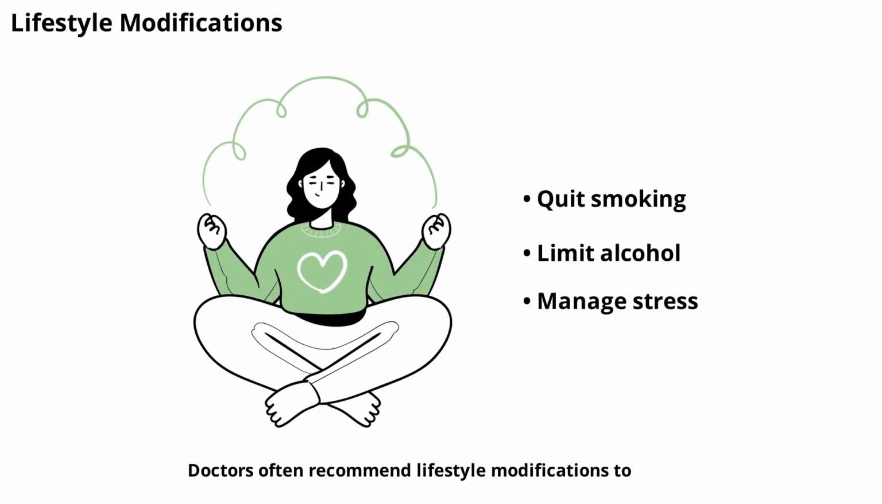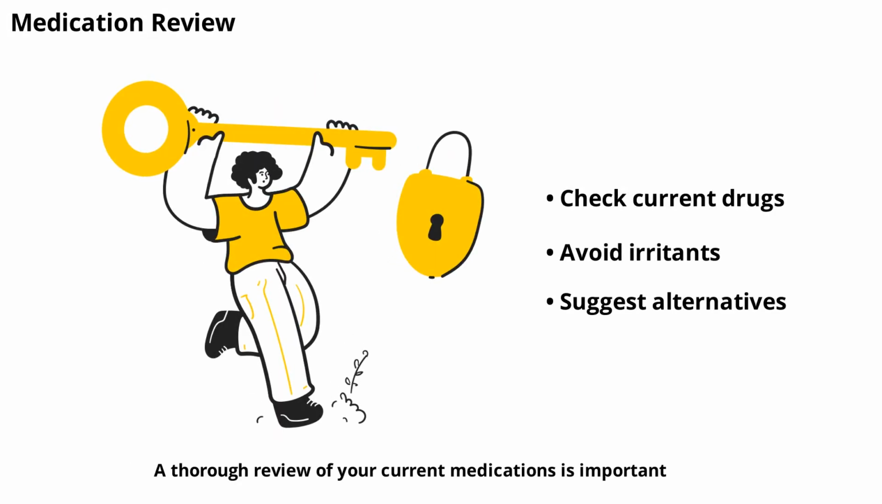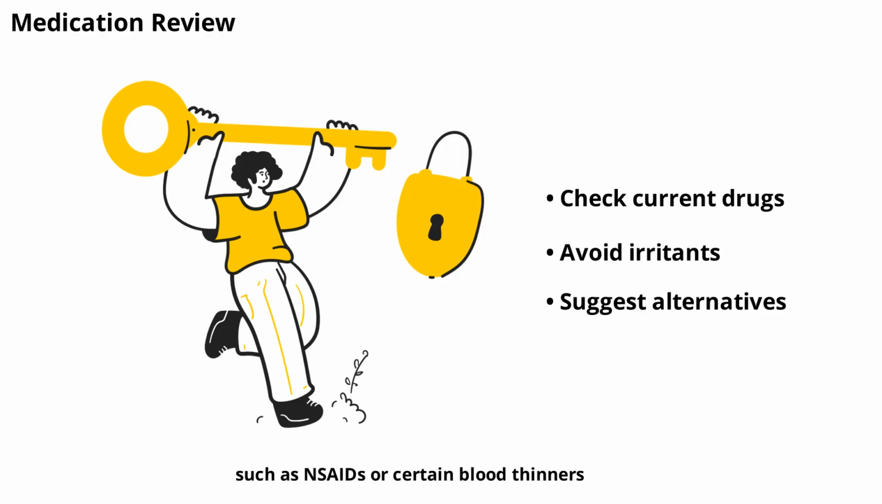Doctors often recommend lifestyle modifications to support healing and prevent future ulcers. This includes quitting smoking, reducing alcohol intake, managing stress, and avoiding NSAIDs unless absolutely necessary. These changes can make a significant difference in your recovery. A thorough review of your current medications is important. Doctors check for drugs that can irritate the stomach lining, such as NSAIDs or certain blood thinners. They may suggest alternatives or protective medications to reduce the risk of ulcer formation.